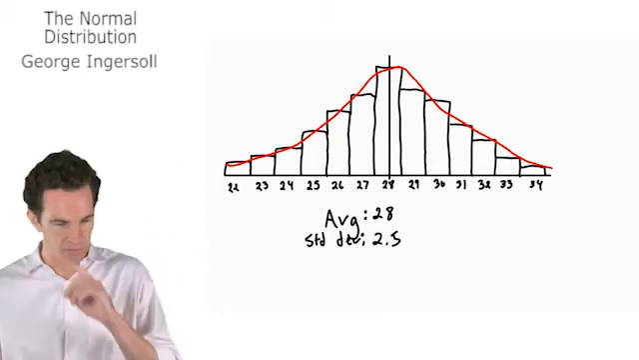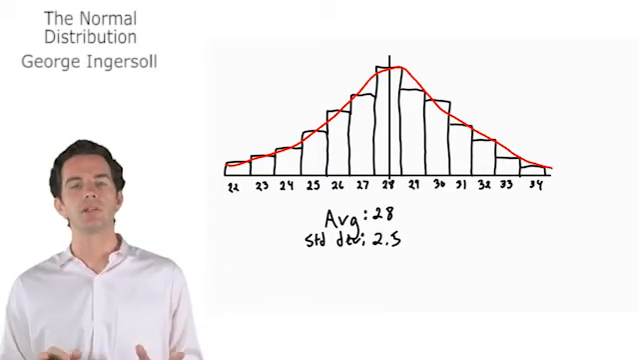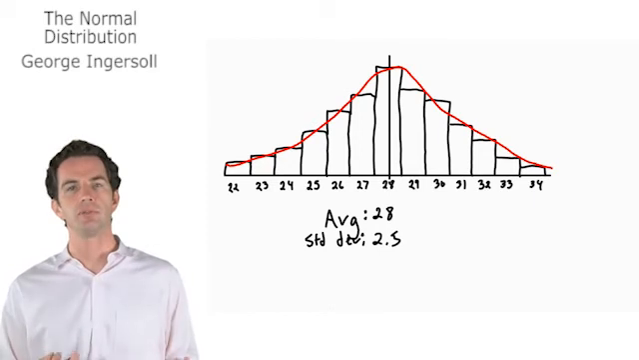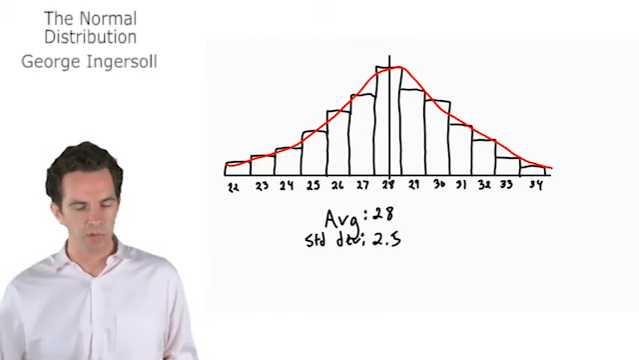Well, that was not the smooth line I could have drawn. But we might have something that looks like this. And this is the normal distribution. It's a bell curve, because we're going to smooth out these edges.